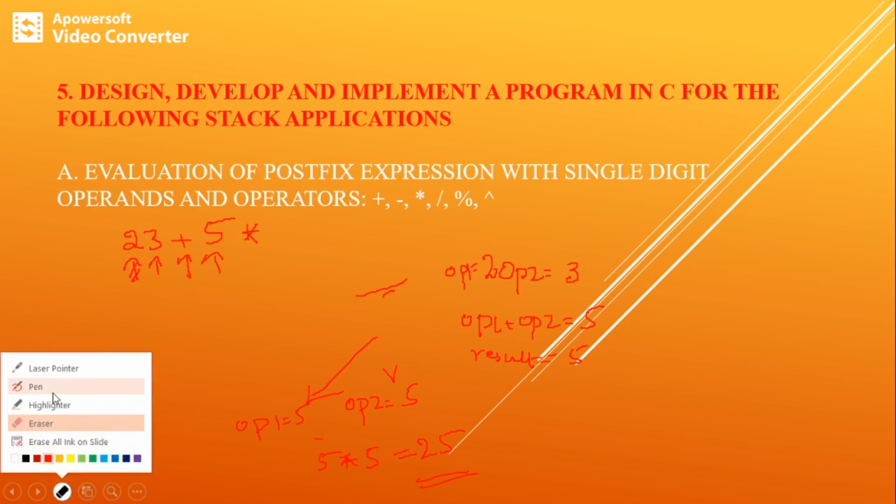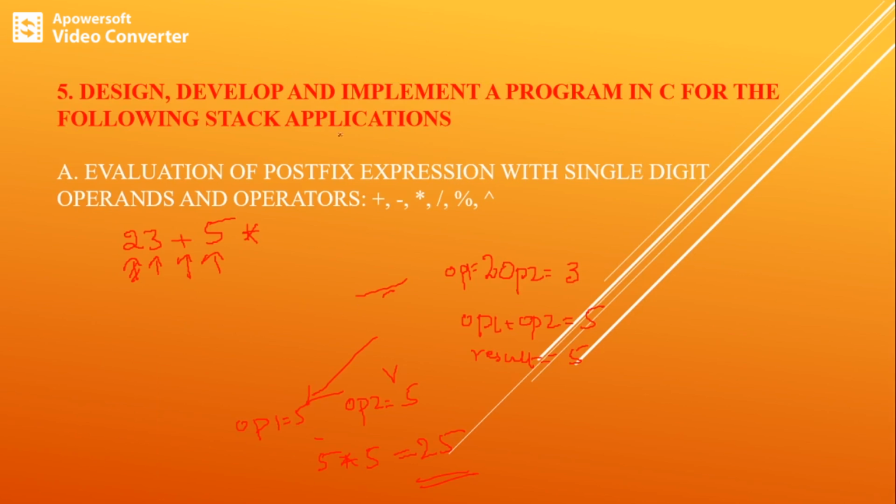So the stack content will be now 25. And now star is done. Now we have reached the end of the expression. End of the expression in the sense, since it is a string, it will be a null. When you reach that, you can pop the result, that is 25, and give it as the result. So the final result would be 25. This is how you have to perform the operation.